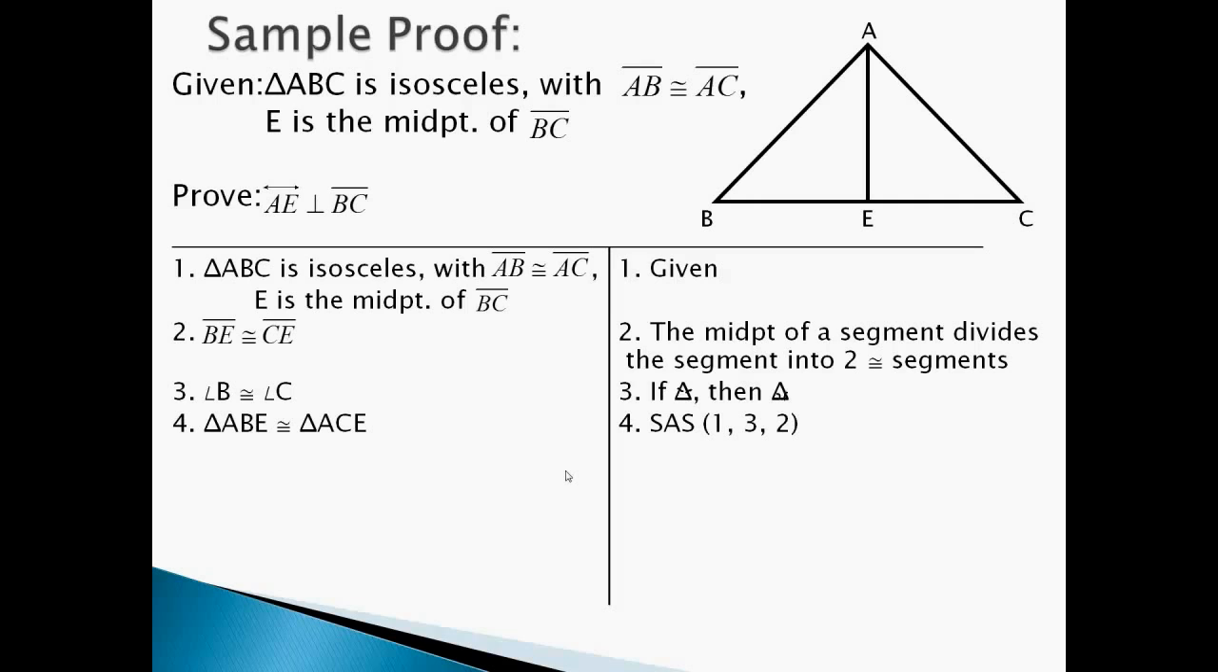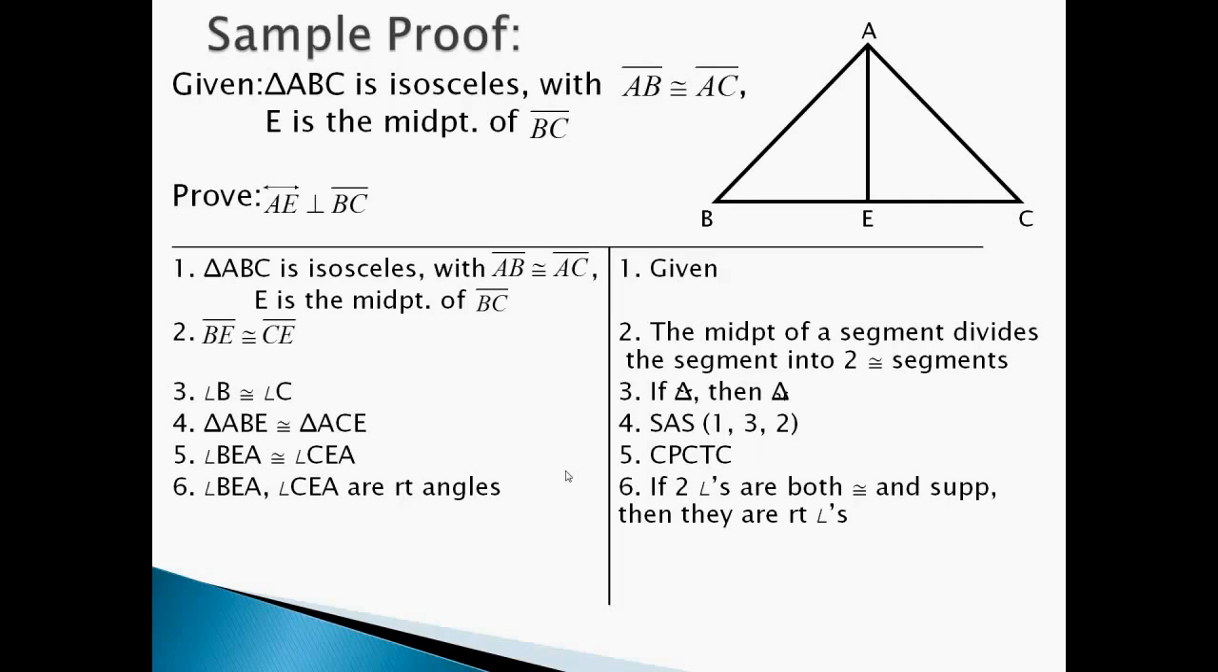Then we would have triangle ABE is congruent to triangle ACE by side angle side in steps 1, 3, and 2. And we could show that angle BEA is congruent to angle CEA by CPCTC. Okay, this is exactly how we've done it in the past. Then we would say that angle BEA and angle CEA are right angles, because if 2 angles are both congruent and supplementary, then they are right angles. And we'd finish it off with line AE is perpendicular to segment BC, because if 2 segments form right angles, they are perpendicular. Okay, that's what we've done before.